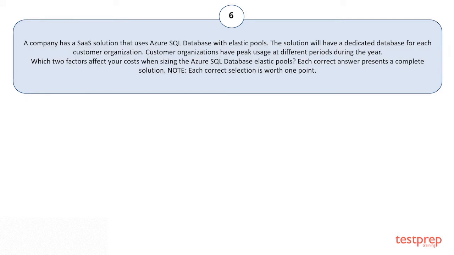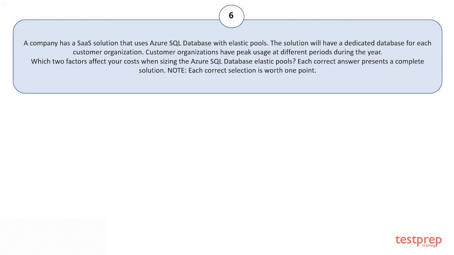Company has a SaaS solution that uses Azure SQL database with elastic pools. The solution will have a dedicated database for each customer organization. Customer organizations have peak usage at different periods during the year. Which two factors affect your costs when sizing the Azure SQL database elastic pools? Each correct answer presents a complete solution. Note, each correct selection is worth 1 point.